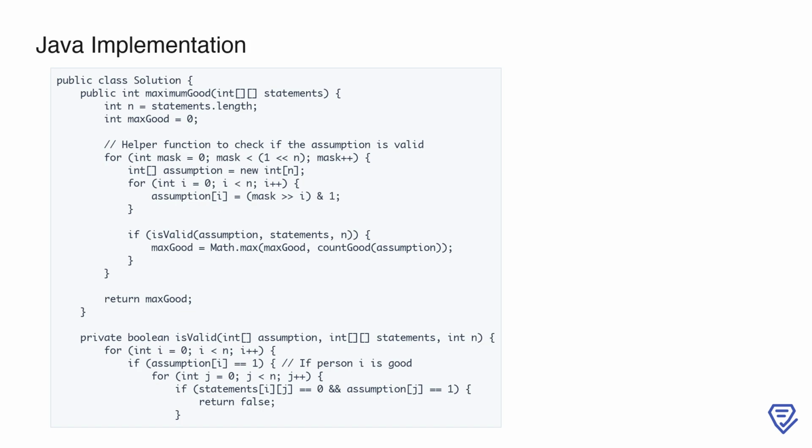For instance, if mask in1 evaluates to 1, we assume person I is good, otherwise, they are bad. These assumptions are stored in an array. Next, we call the isValidHelper method to verify if the current assumption is consistent with the given statements. If the assumption is valid, we calculate the number of good people in this combination using the countGood method and update maxGood to hold the maximum value found so far. Finally, the method returns maxGood as the result.